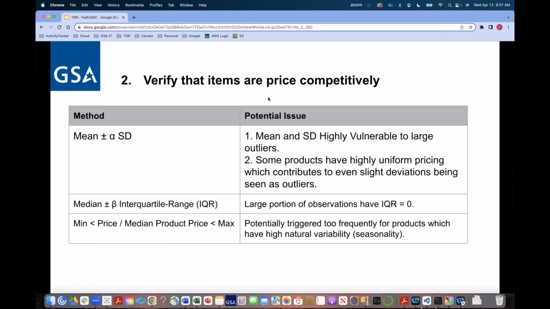So I'll briefly talk about how we verify that the prices are priced competitively. We've looked at a few different methods. One's the mean plus or minus some scalar of the standard deviation. Another one's the median plus or minus the interquartile range.